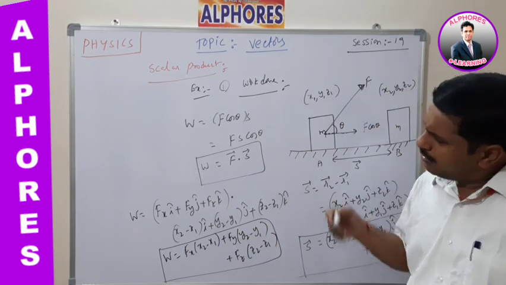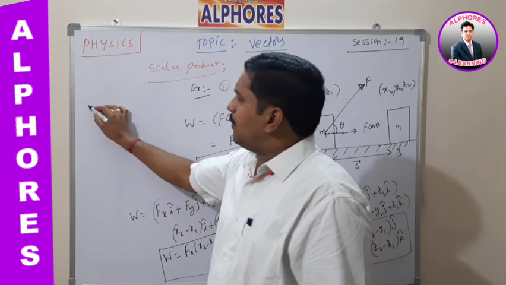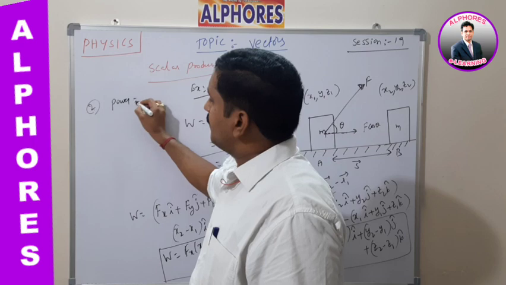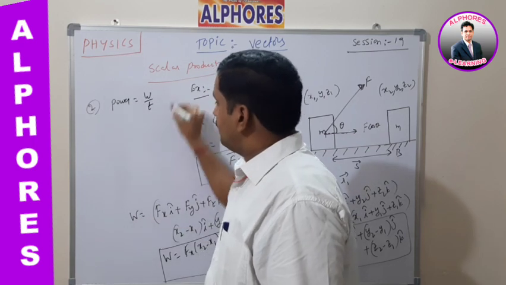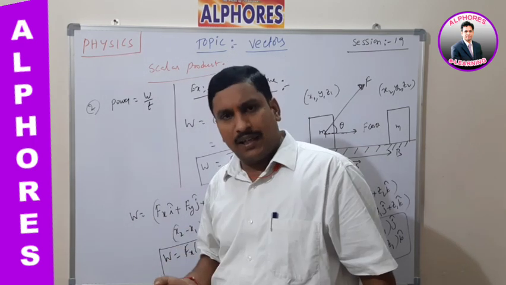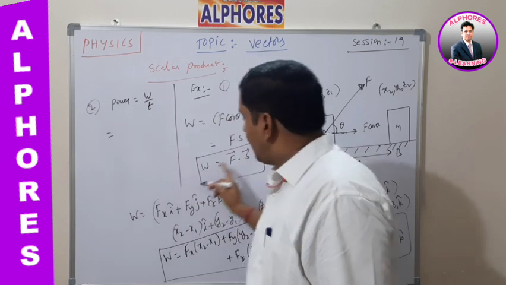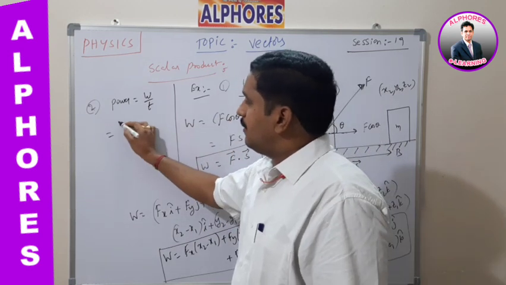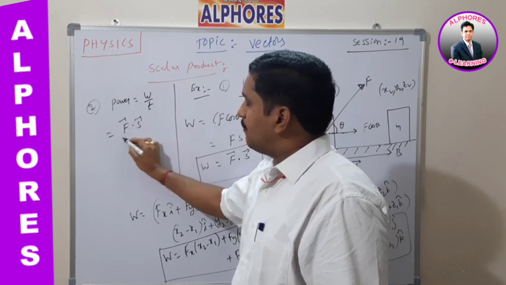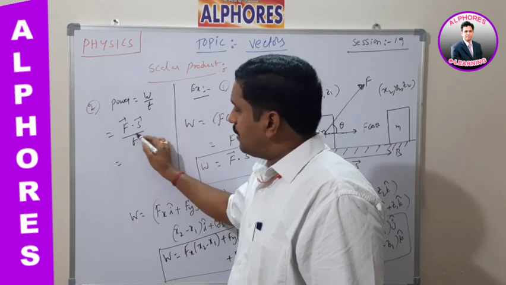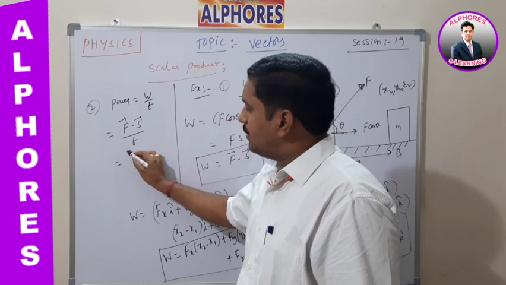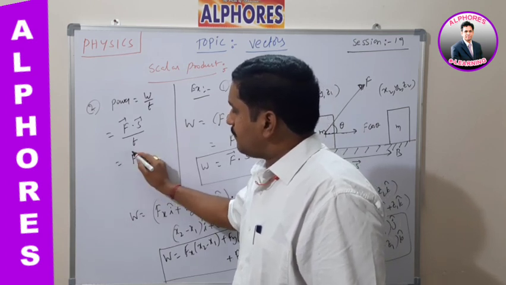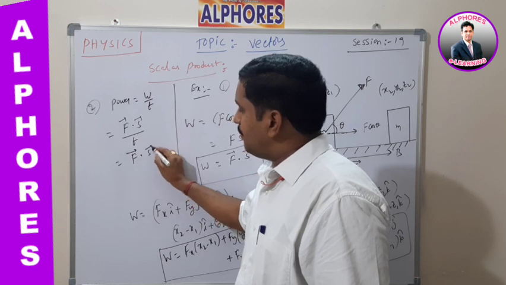Okay. Now in the same way, what about the power? It was already discussed in yesterday's class. Power is equal to work done by time. So the actual formula is F bar dot S bar by T. But T here is a scalar. That means I am writing it this way: F bar dot S bar by T.